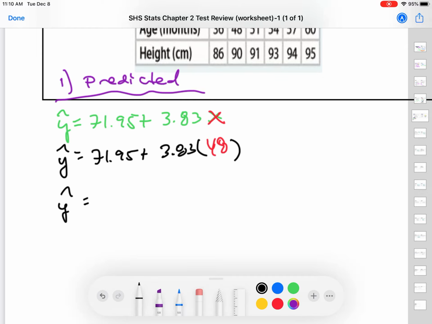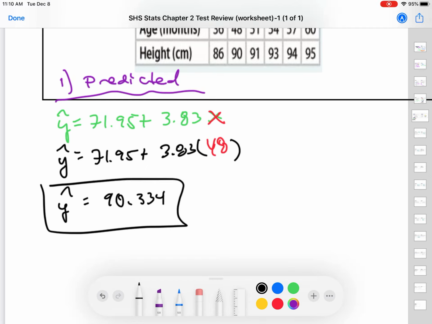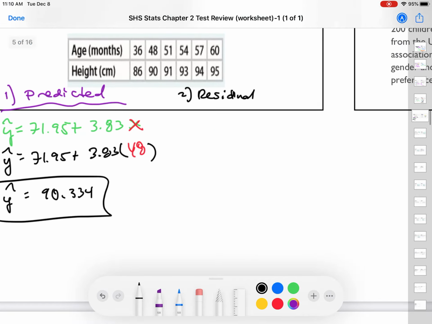My predicted is going to be 90.334. And then the next thing we're going to calculate is our residual. Remember, residual, we're taking statistics, but you want to take AP. So that's actual minus the predicted.